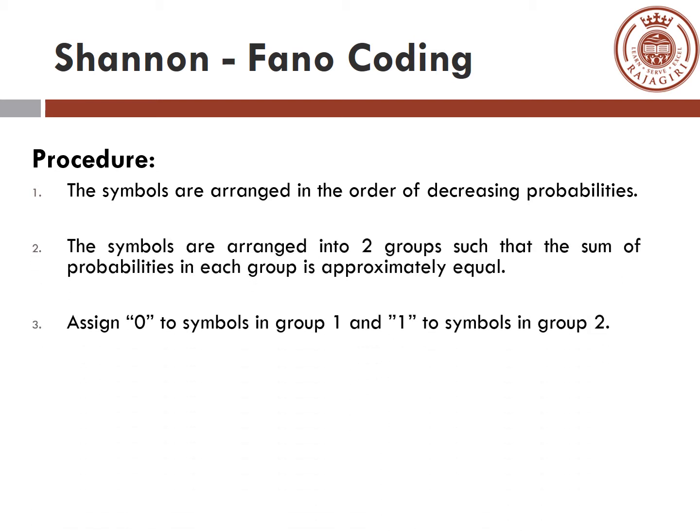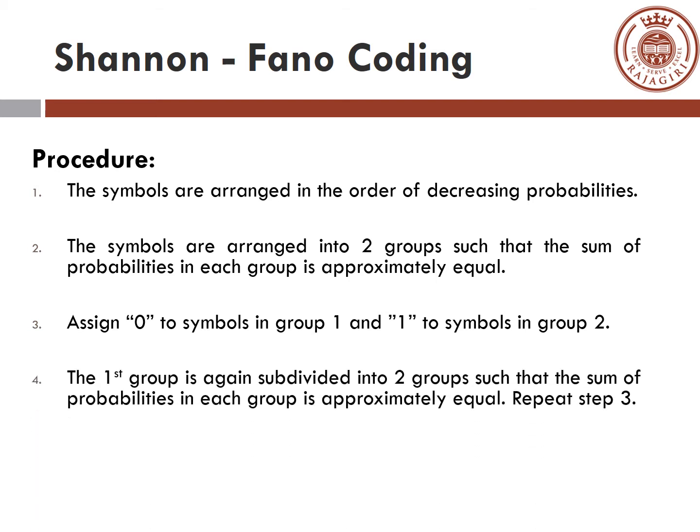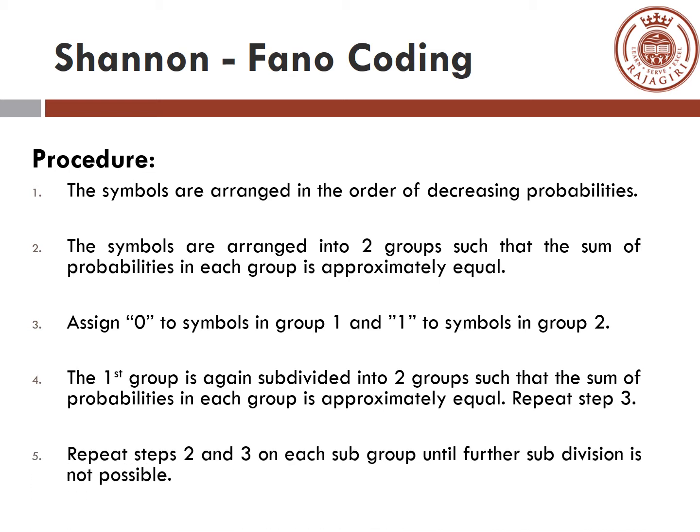In the third step, all the elements that are in group 1 are assigned a 0, and all the symbols that fall in group 2 are assigned a 1. Now you have to continue this. That means the first group, if there is more than one element, is again subdivided into two groups such that the sum of the probabilities in each group is approximately equal. So you keep on doing this, until each particular set has one symbol, so that further subdivision is not possible.